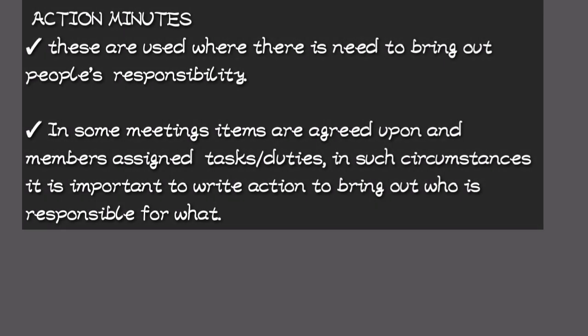Lastly, we have the action minutes. So these ones show who is responsible for what. So they show responsibility or assignments. They are used where there is need to bring out people's responsibilities. In some meetings, items are agreed upon and members are assigned tasks or duties. So in such circumstances, it's important to write action, what people did, to bring out who is responsible for what.